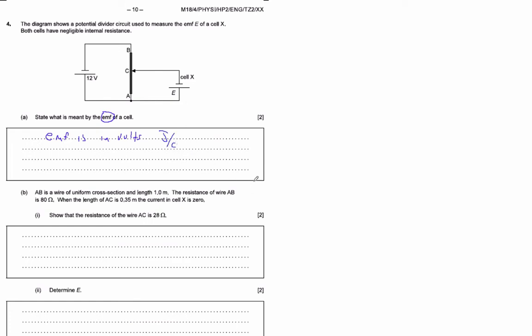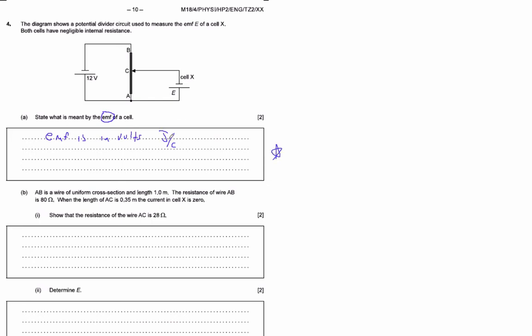So what you need to say is that the EMF is how many joules of energy it gives a coulomb of charge. So it's the energy per unit charge that it gives in moving, and this is the part I missed, in moving charge from one terminal of the cell to the other. So it's the energy or work done moving the charge per unit charge, from one terminal to another.